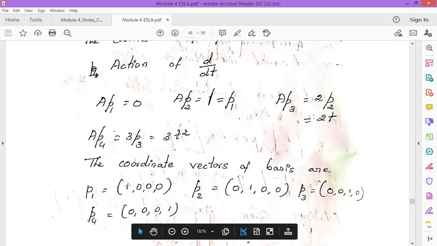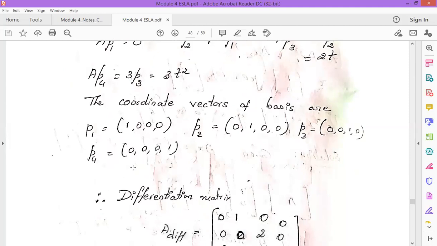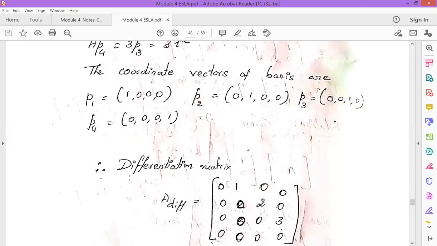So here, in t to the power 0 place we will be having 1, because P1 is given only with the value 1, and t to the power 1, t to the power 2, t to the power 3, those elements are not present in P1. So here we are going to make all these elements as 0. Similarly, when you come to P2, here it is consisting of only t to the power 1. No t to the power 0, no t square, no t cube. So make all these elements as 0. So similarly, we have written for P3 and P4. So after all this, now we can go for writing the differentiation matrix.